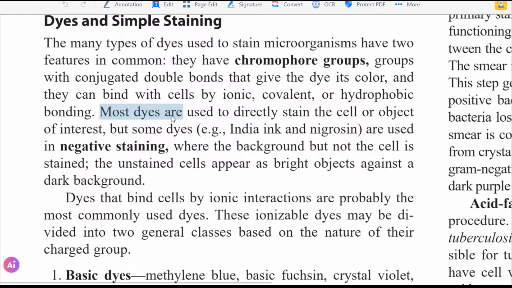So they are saying some dyes are used directly on the cells or objects of interest, and it does retain its stain. But some dyes are used in negative staining, where the background but not the cell is stained. The unstained cells appear as bright objects.